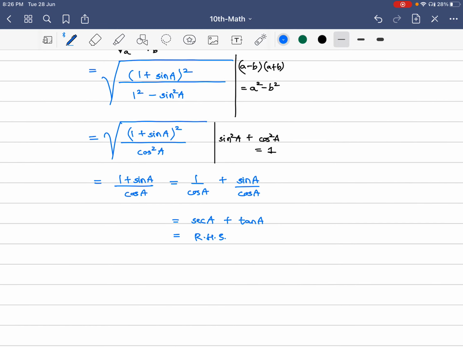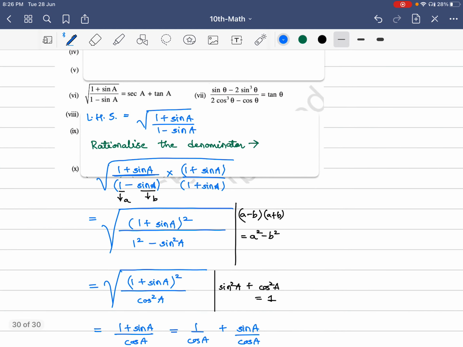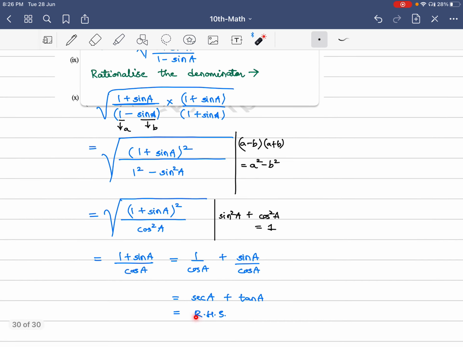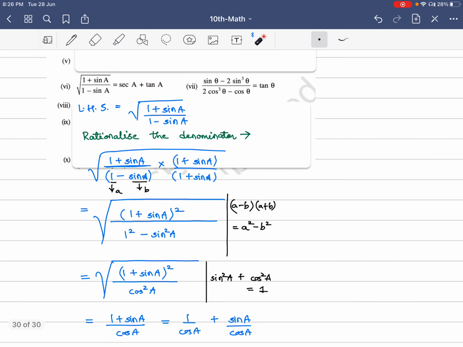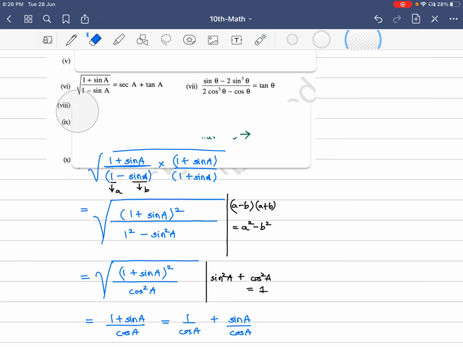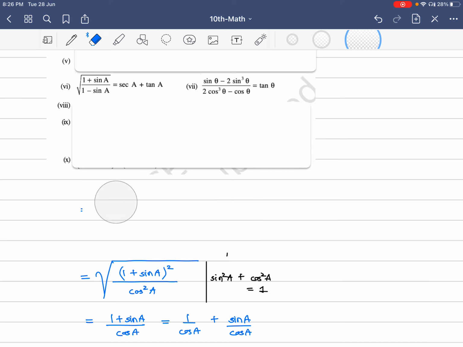Let's go back to our question. So yes, we started with LHS, left hand side, and we derived the right hand side, which is sec a plus tan a. Here it is, sec a plus tan a. So this is how we solve these questions. Now before we go to the next question, let's erase this.